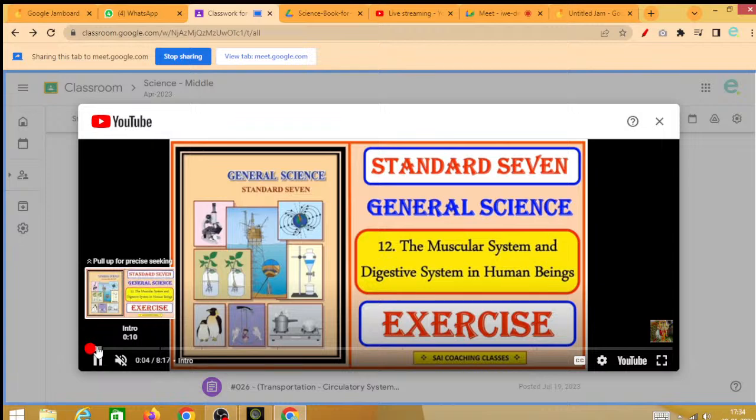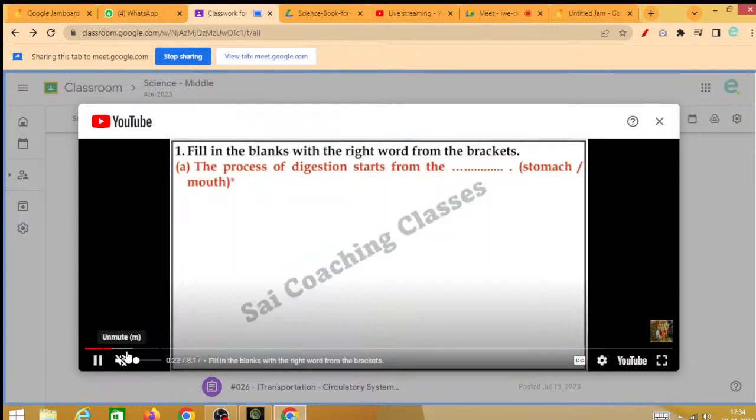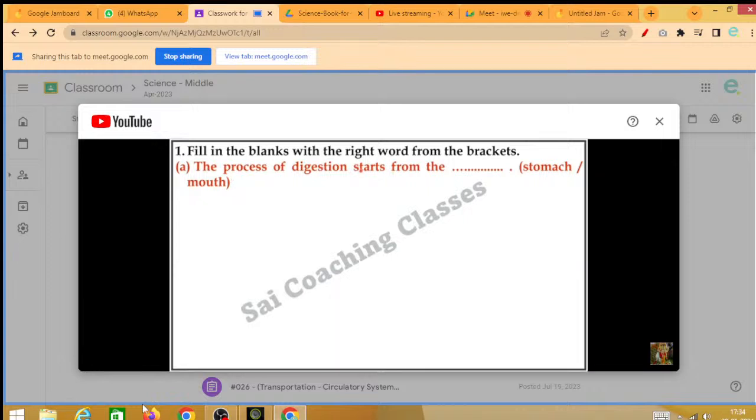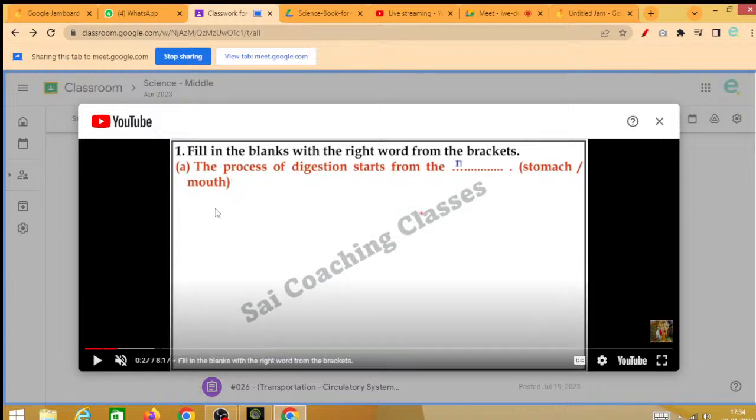So we'll do the questions for this. Okay, first question. Read, Anjali. Fill in the blanks with the right word from the brackets. First one: the process of digestion starts from the mouth. Very good.